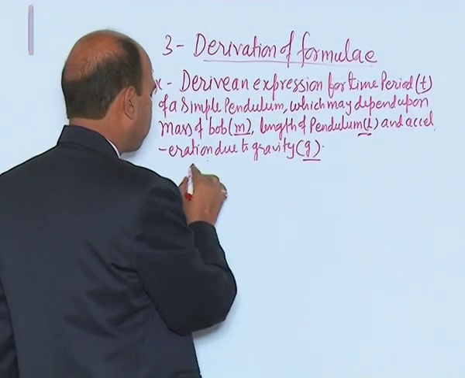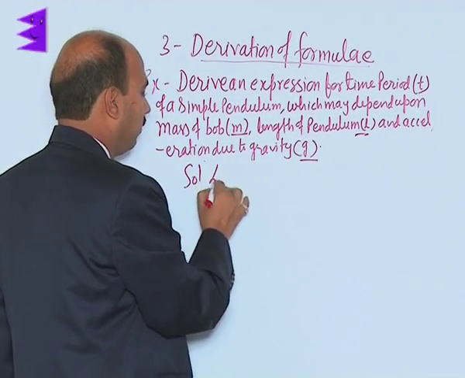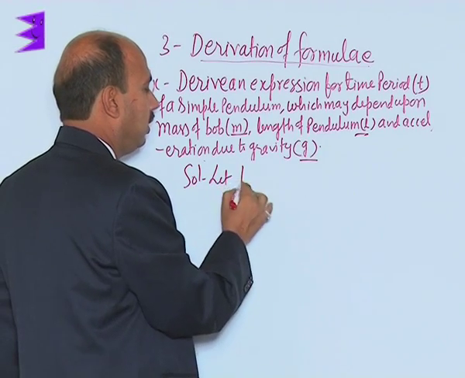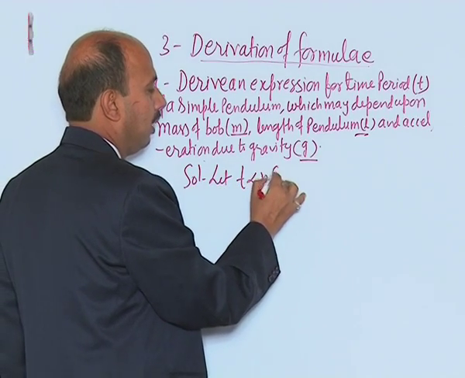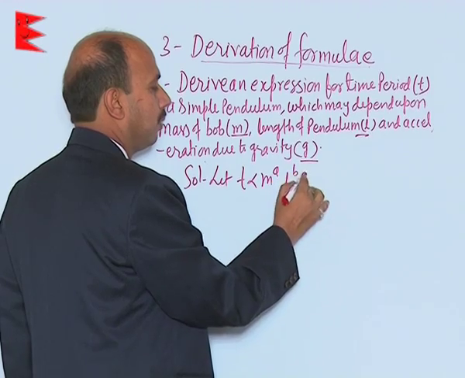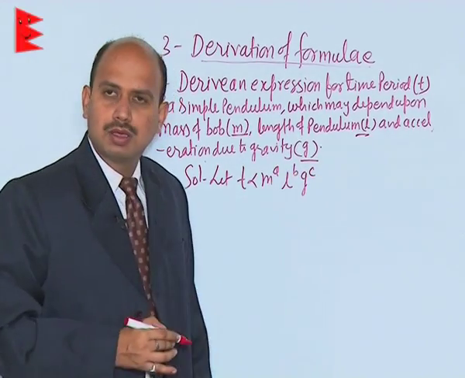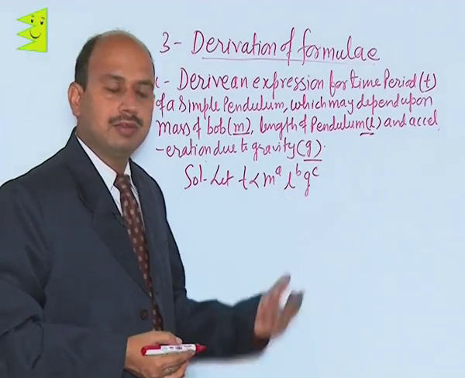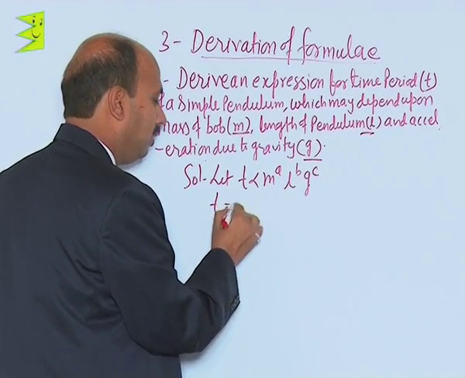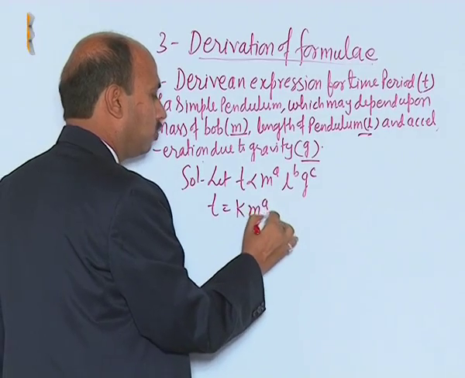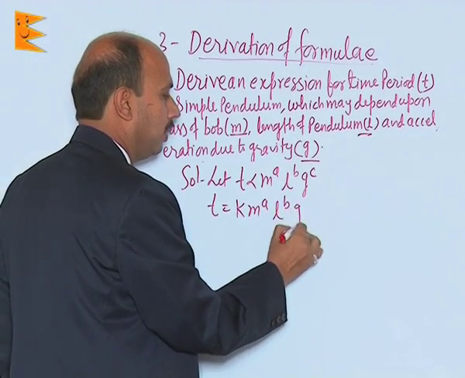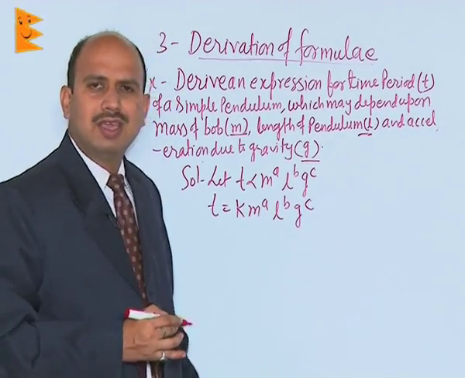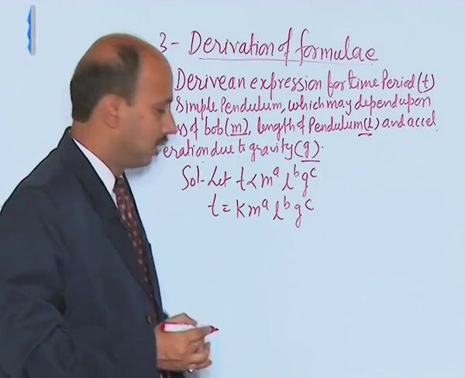So, see how we start here. First, let T be proportional to m raised to power a, L raised to power b and g raised to power c. We do not know the exponents a, b and c, so I have assumed a, b and c. We can write T is equal to k m raised to power a, L raised to power b and g raised to power c. k is any proportionality constant over here.